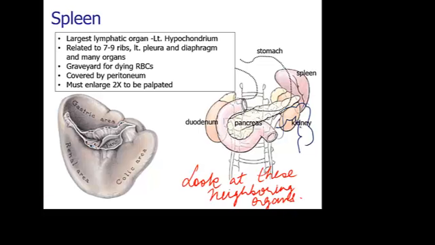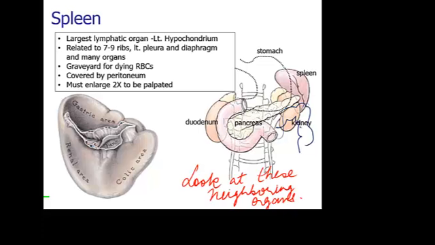Its function is it filters blood and it removes the dying red blood cells and then sends back the iron and the protein, from the hemoglobin, the iron and the globin molecule, back into circulation. So it's often called the graveyard for red blood cells. It is entirely covered by peritoneum. Normally you cannot palpate it, that means you cannot feel it, it's lying under the costal margin.